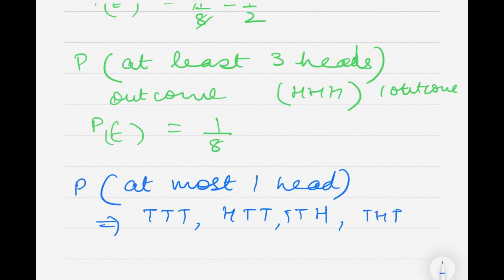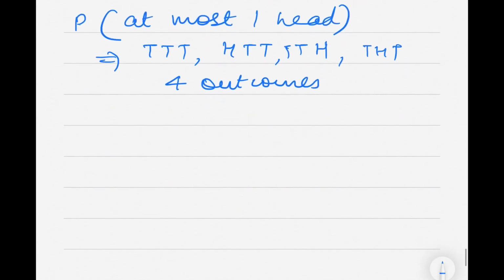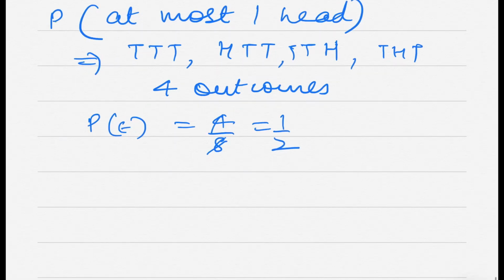That's all, and one more, THT, right? So at most 1 head will include 0 heads also. So that's why sometimes it's confusing. At most means you just think, okay, if the head is not there, then we can't do. So those are 4 options. So 4 outcomes here. So I can say my probability of this event is equal to 4 by 8. So this is also equal to 1 by 2.